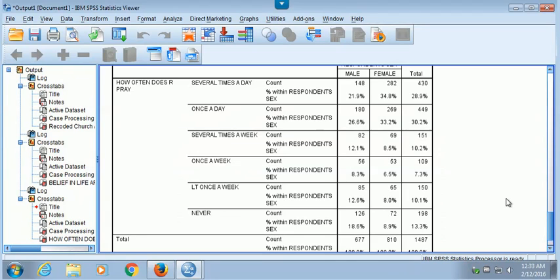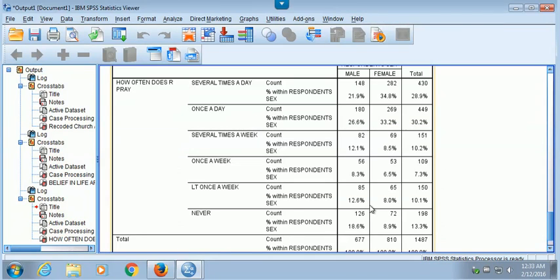So if you look at how these percentages fall in the once a day or several times a day, women are substantially more likely to pray at least once a day, while men are substantially more likely to never pray or pray less than once a week.